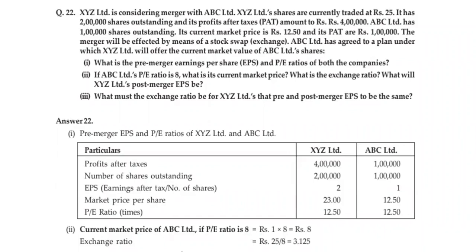Now how do we calculate the PE ratio? The PE ratio is calculated in times as market price per share divided by EPS. So for XYZ Limited, market price per share 23 divided by 2, if you calculate the PE ratio, you will get 11.50. And in case of ABC Limited, 12.50 divided by 1, you will get 12.50. The first point we have completed. We have found the EPS, which is 2 and 1, and the PE ratios of the two companies.